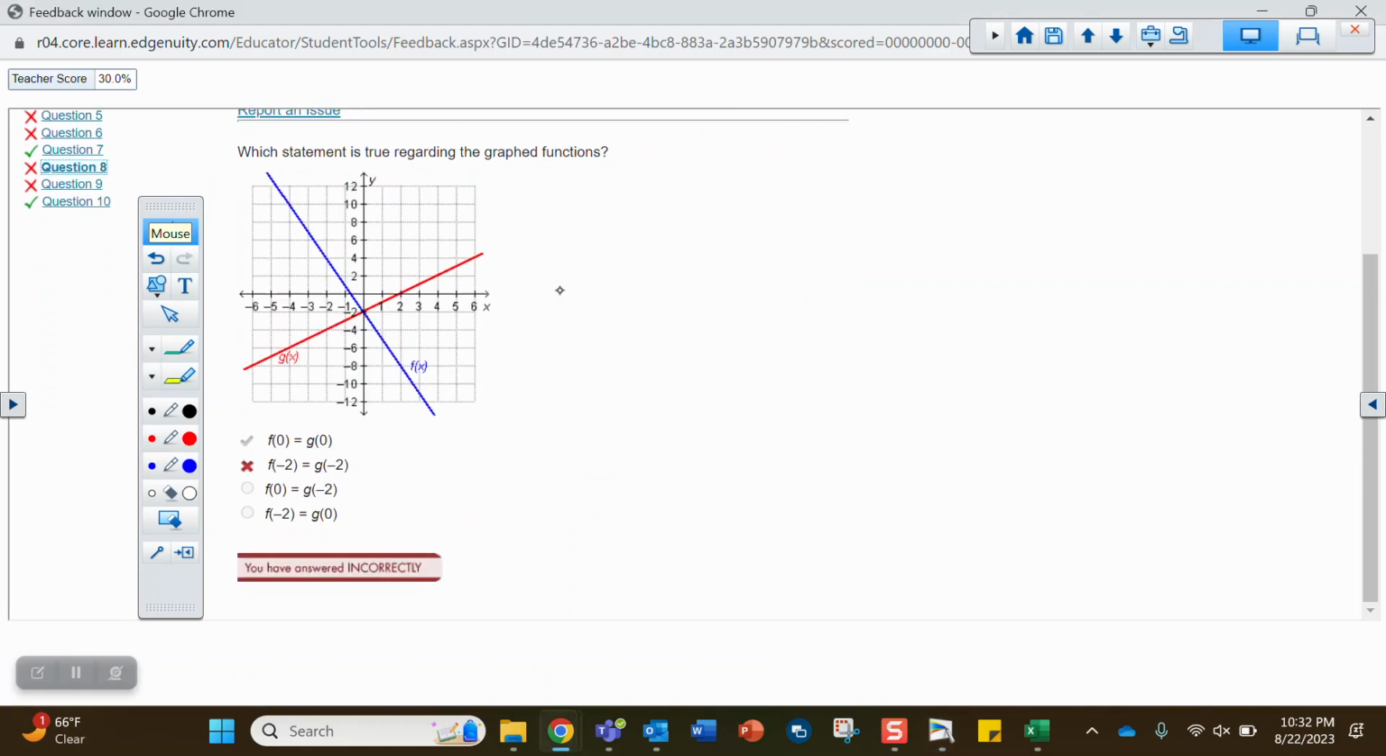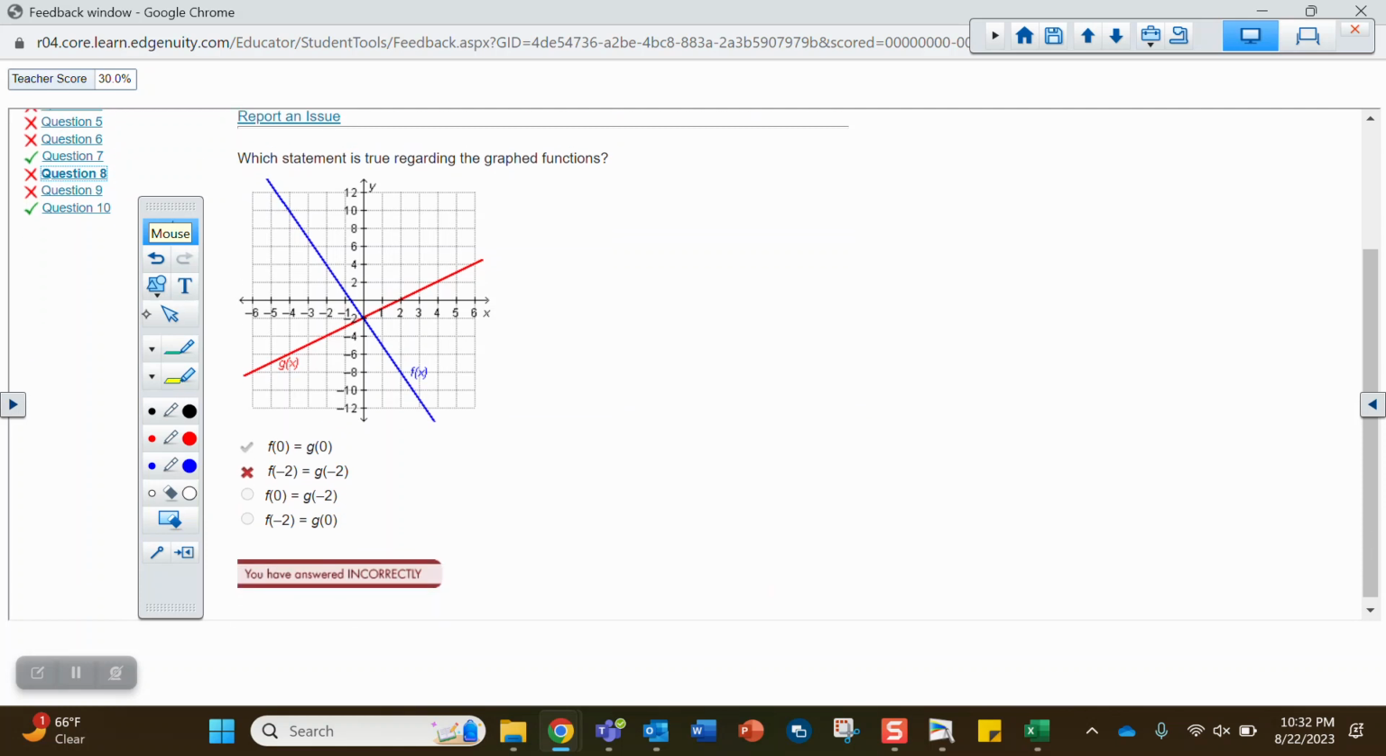Question 8 is, which statement is true? This is all about where are they equal. Okay, so it looks like you might be getting x and y mixed up. When it says f of some number, that's x. This ordered pair where they intersect is at (0, -2). Remember, we go left and right in the x direction first from the origin, so this one doesn't go anywhere left or right, and it goes 2 down. So that's (0, -2). So it's true when f of 0 is equal to g of 0.